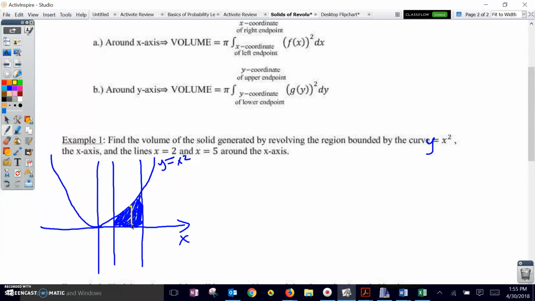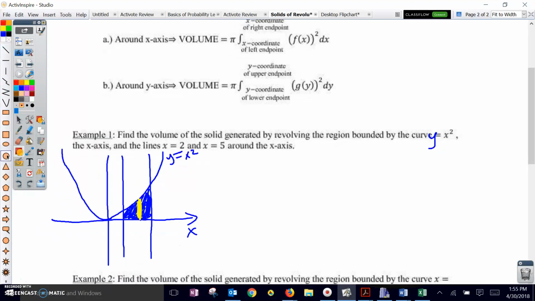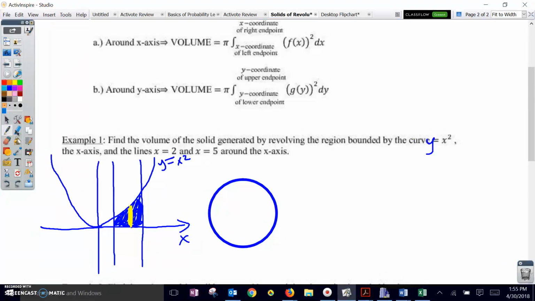Okay, so the first thing I'm going to do is look at a typical slice from this solid. We just cut a little slice out of the solid, and if we draw the slice, it's going to look like a little disc, a very thin, short cylinder. And this distance, let me change colors here, from the center to the curve y equals x squared is going to form the radius of this cylinder. So the distance from here to here is x squared units.